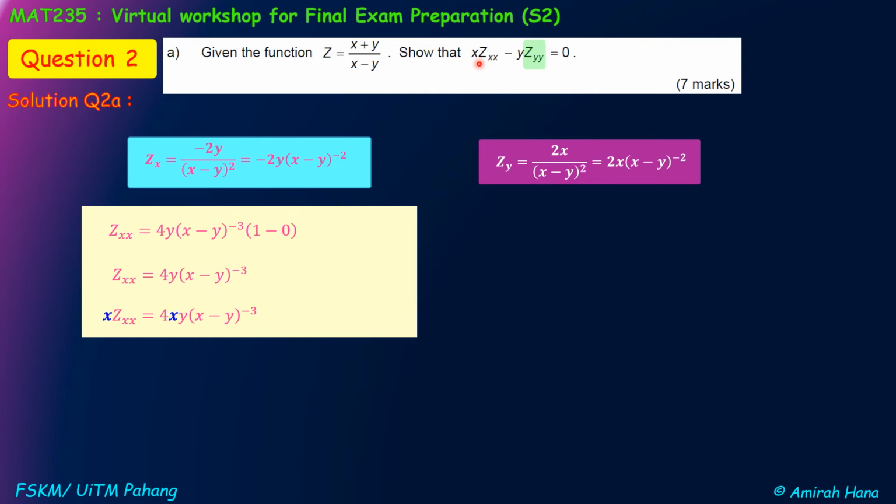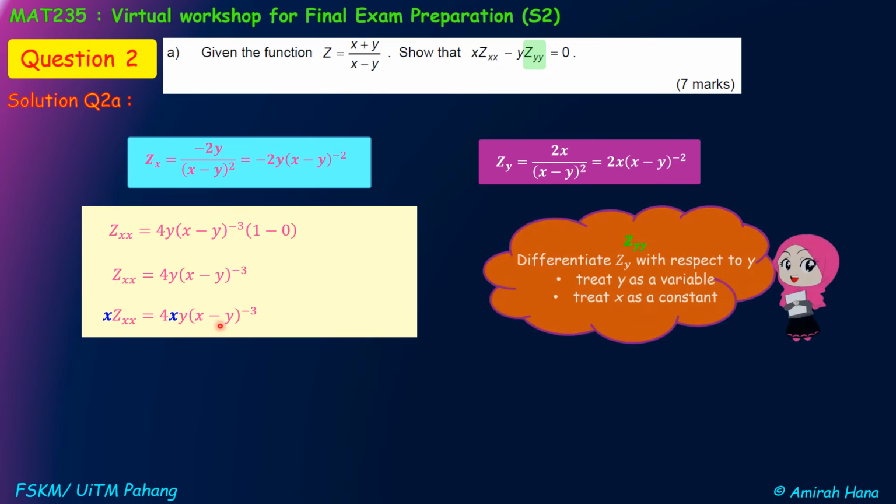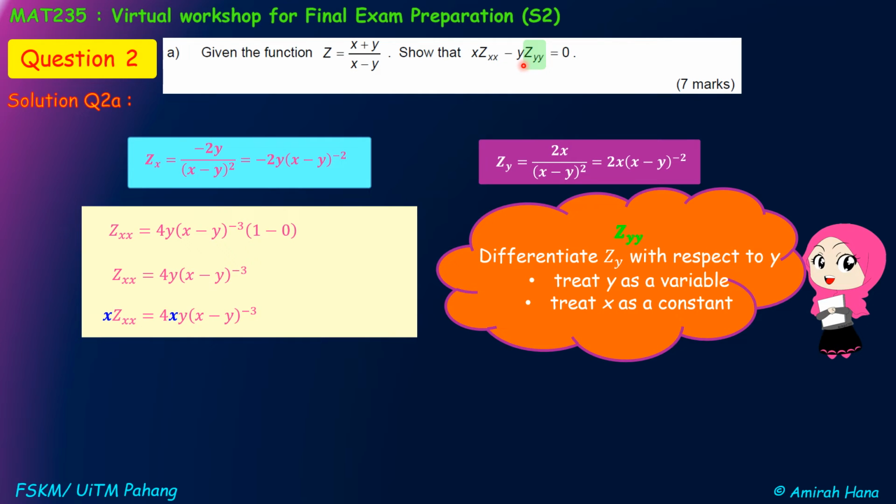After we find x zxx, now we want to find y zyy. But before that, we need to find zyy. What is zyy? zyy means we differentiate zy from here with respect to y. We treat y as a variable, and at the same time, we treat x as a constant.